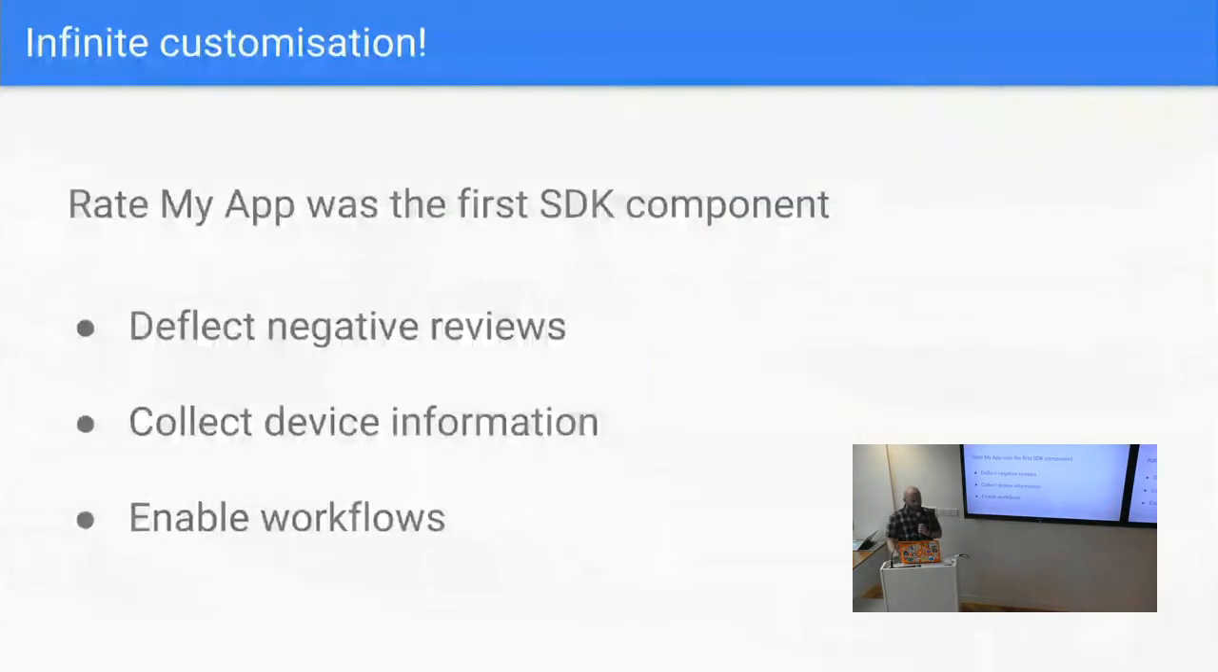Another really important lesson we learned in the SDK was about customization. There are two general types of SDKs. You're going to have one that has just an API interface, and then you have one that has an API and UI. Ours is that. For our first component, we did this Rate My App feature, which was your standard dialog box that would pop up and say, are you happy with our app? And then give you a number of options. The goal of it was to deflect negative reviews by sending the feedback to Zendesk instead of ranting on Play.